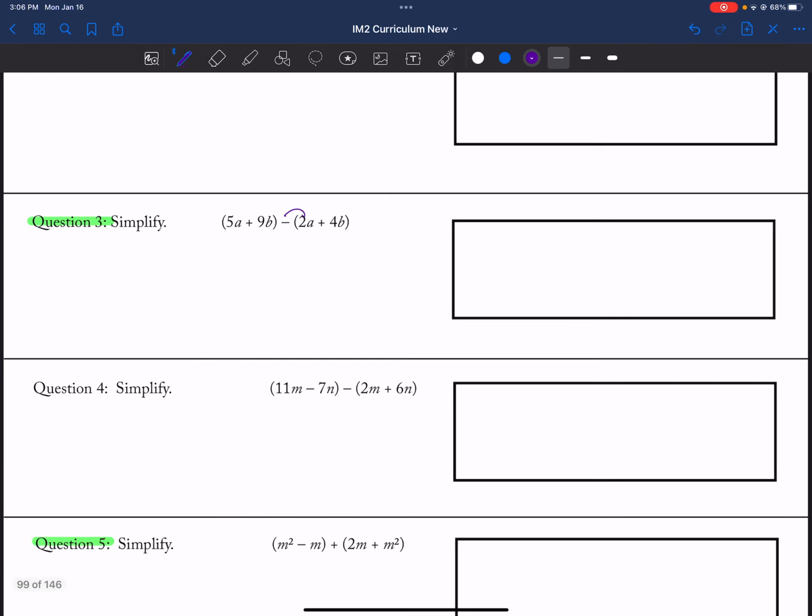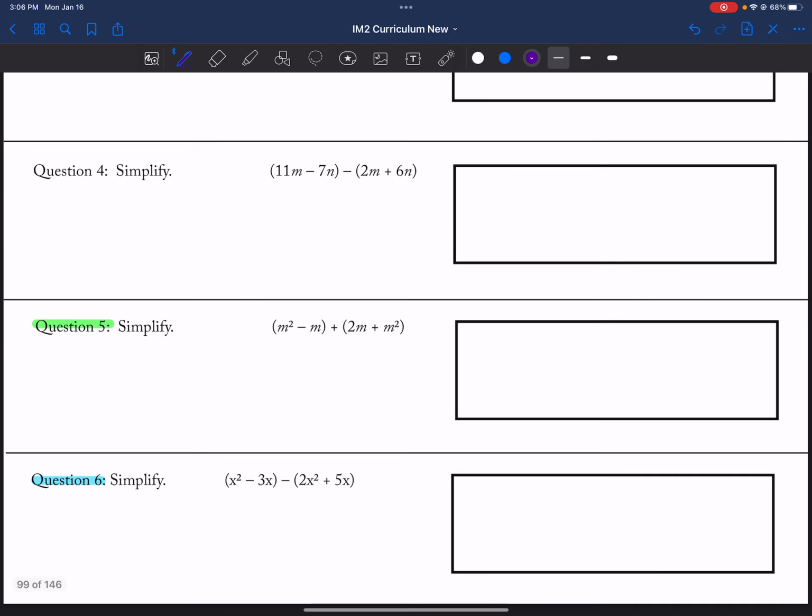Here I'm going to subtract, so I must distribute my negative sign all the way through. So I have a 5a plus 9b minus 2a minus 4b. Again, the most commonly made mistake is to not distribute that negative into your last term. Okay, so now I get a 7a minus, just kidding, 5 plus 5b. So 7a plus 5b.